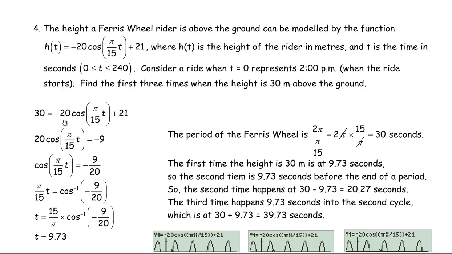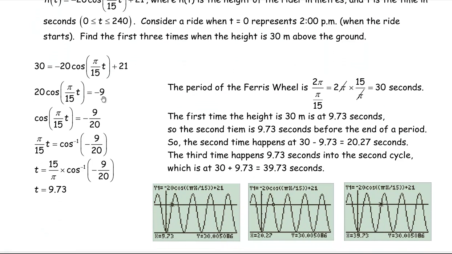So I did that, and I rearranged. I brought this cosine term over here, so it's positive 20 cos pi over 15t. And so I would bring the 30 over here and subtract from the 21 to get negative 9. Now, I next divided both sides by 20.